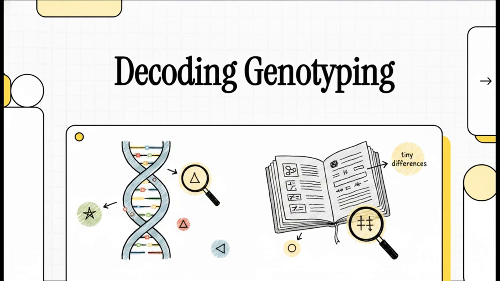Today, we're diving headfirst into the complex, but honestly absolutely fascinating world of genotyping. Think of DNA as the ultimate instruction manual for any living organism. Today, we're not just going to talk about how to read that manual, we're going to explore exactly how scientists pinpoint those tiny, single-letter variations in the text that make every single organism completely unique.